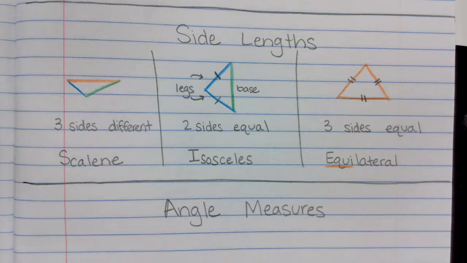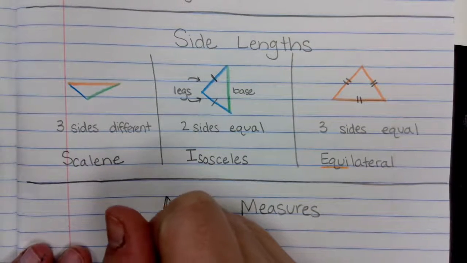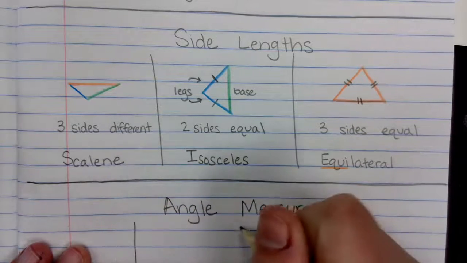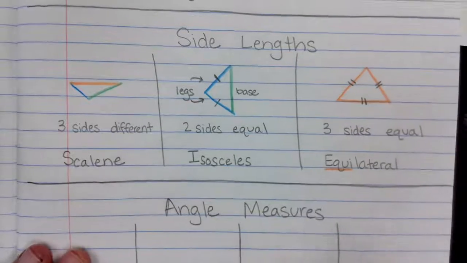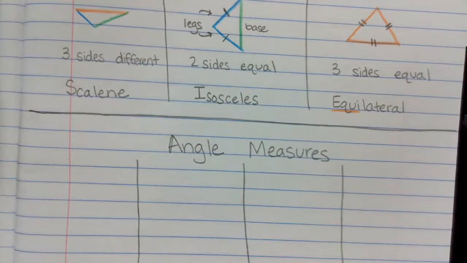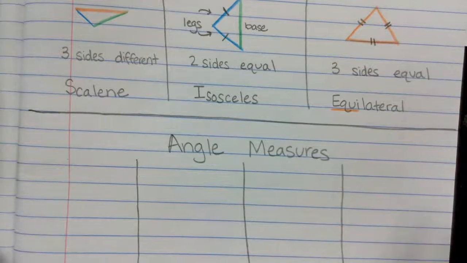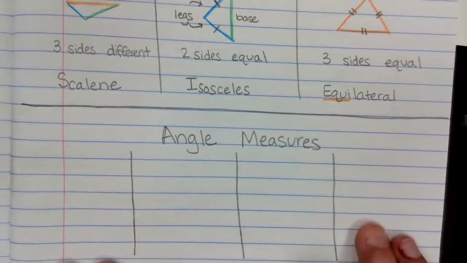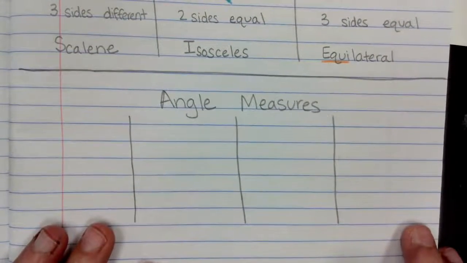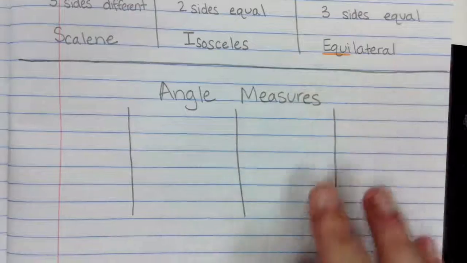So you need to draw 3 lines to make 4 columns. There are 4 options for angle measures. I'll put the side lengths back up there if you need it later on. I want everyone to move on to angle measures right now. I'll go back to the side lengths in just a little bit if you missed those. Everyone do angle measures first, then I'll go back to side lengths.